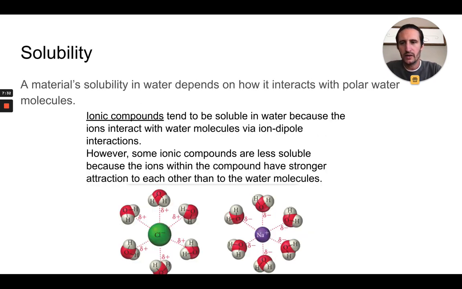The next thing we're going to talk about is solubility. A material's ability to dissolve in water really depends on how it interacts with polar water molecules. Ionic compounds do tend to be soluble in water because the ions interact with water via ion-dipole interactions. I should mention, though, there are some ionic compounds that are less soluble because the ions within the compound are more attracted to each other than they are to water molecules. And so in that case, they'd be less soluble.